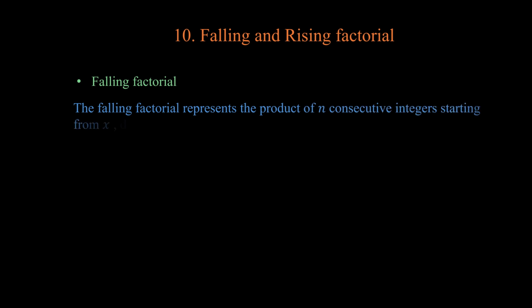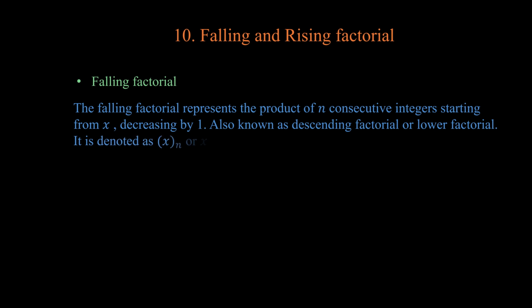Finally, we have reached number 10, the last one, falling and rising factorial. Firstly, let's discuss the falling factorial. The falling factorial represents the product of n consecutive integers starting from x, decreasing by 1. It is also known as descending factorial or lower factorial. It is denoted as x subscript n or x superscript underline n, where x is the starting number and n is the number of factors.